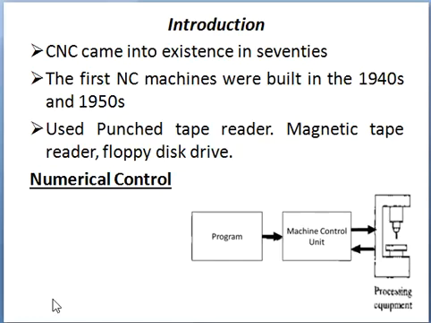A particular machine might also have floppy disk drives. Magnetic tape is just like the cassettes we used to have to listen to songs. The instructions were recorded on the magnetic tape, and that cassette kind of element was incorporated inside the machine, and the machine read those instructions through the magnetic tape.